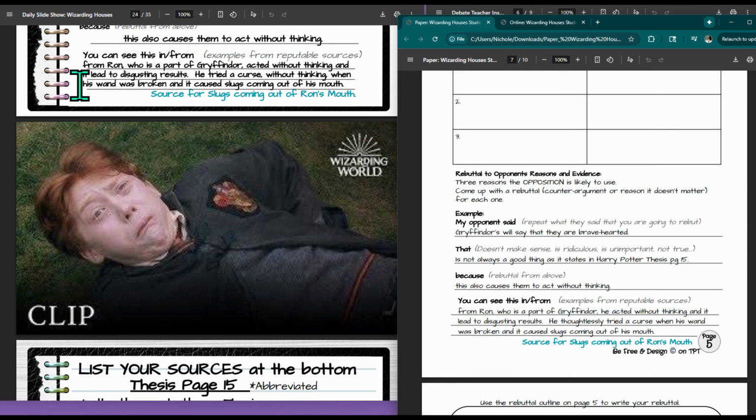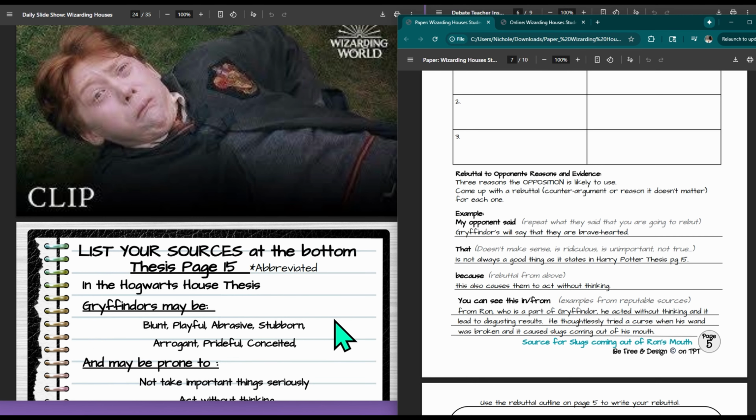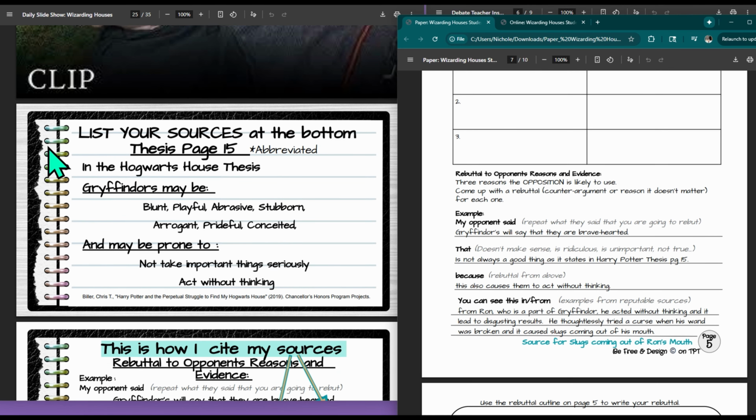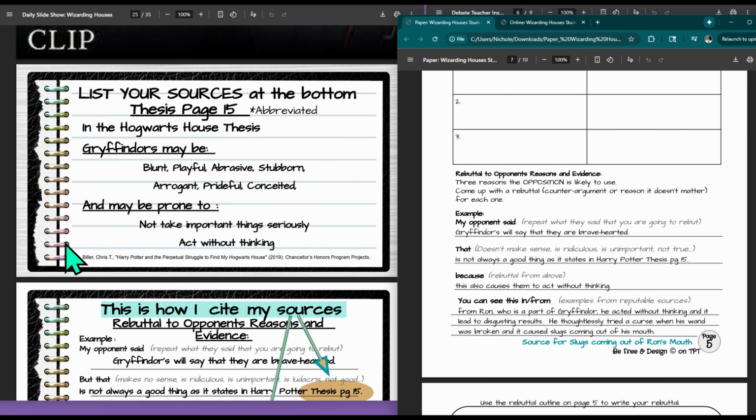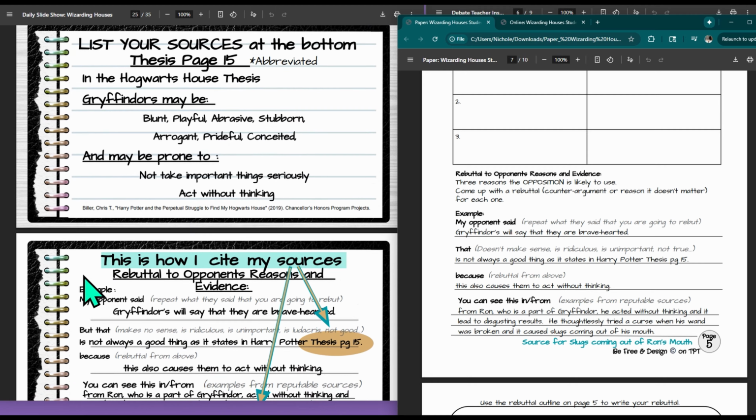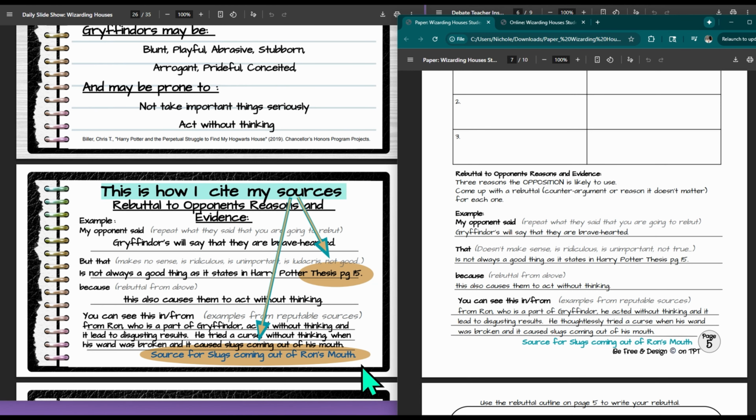And then we will watch the clip that I got this source from, because I always tell them, the more you can put up for people to see, the better your results will be. So we watched that little clip, which is gross, and the kids love it. And then I also list that I got that from thesis page 15, and then I've also watched the show, so I included the show. Here is the quote, and then here is the formal source. And so I show them how I cited those sources right here.